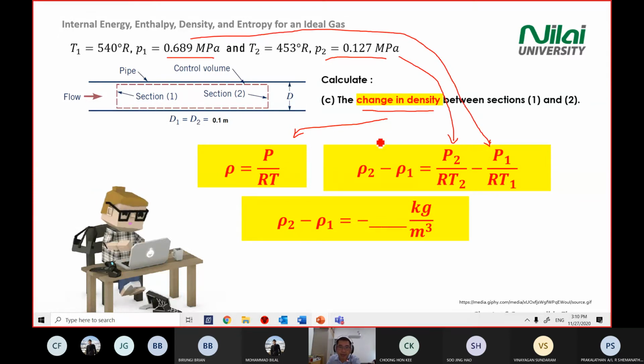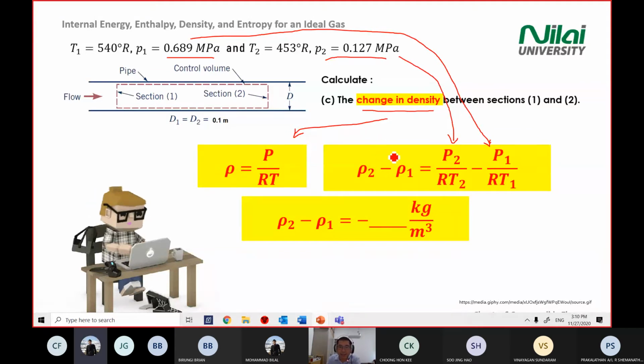But we need to be careful. The question asks us to find the change in density. This question was set up just to tell you that you can use an equation of state to solve. So they just want rho 2 minus rho 1. They don't want rho 2 and rho 1 individually. Rho 1 minus rho 2 normally we don't use. Normally we will use the end minus the beginning. We don't use 1 minus 2. Okay, all right, thank you.